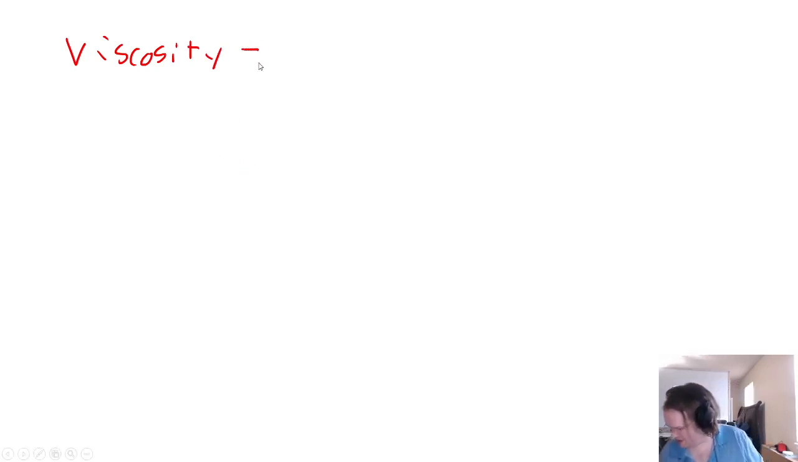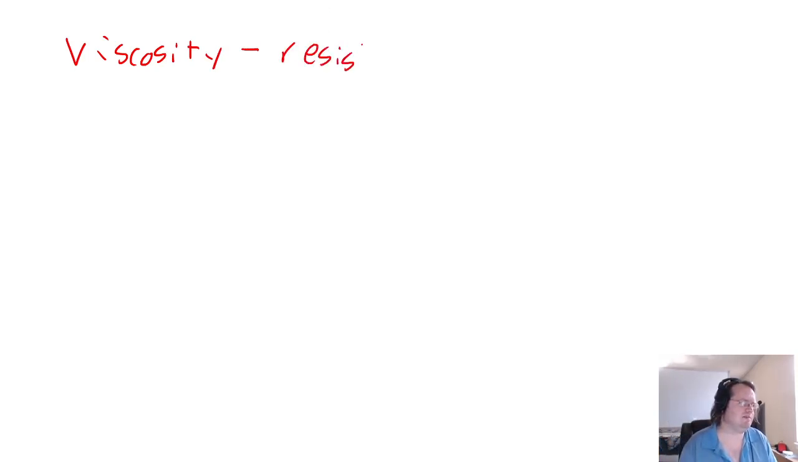So we're just going to go over a list of properties right now. So next is viscosity. So this is related to how easy it is to pour something. Specifically, the way we word it is resistance to liquid flow.